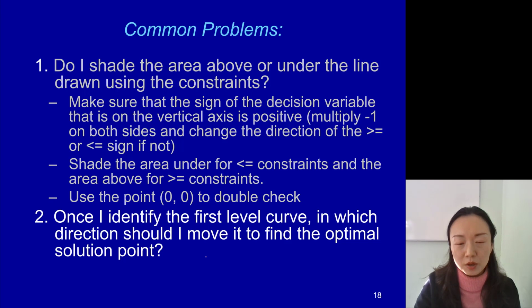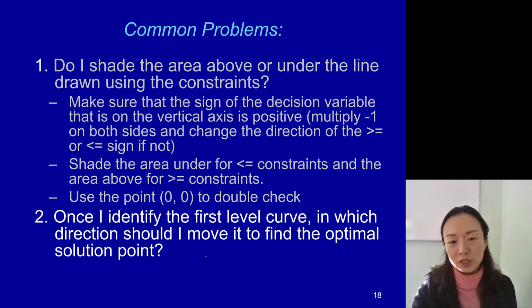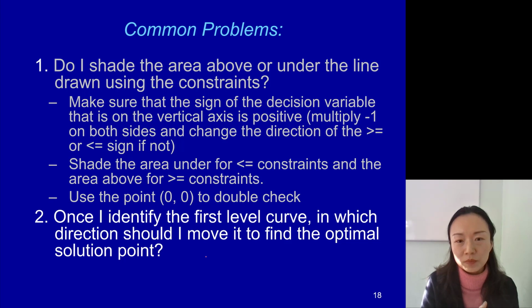If you remember, once we had that objective function change to the way that we move the decision variable that's on the vertical axis to one side and the rest of the function to the other side, we would use the slope of that function to identify several curves. That's called the level curve. So once I have my first level curve, should I move outward or should I move inward to identify my optimal solution? That depends on your objective function.